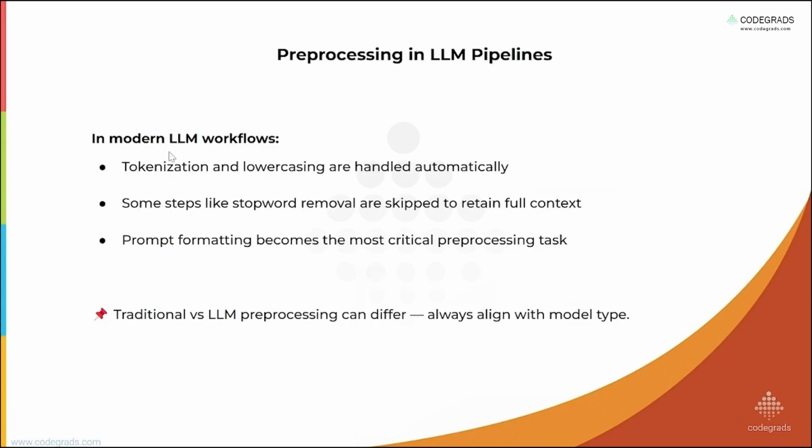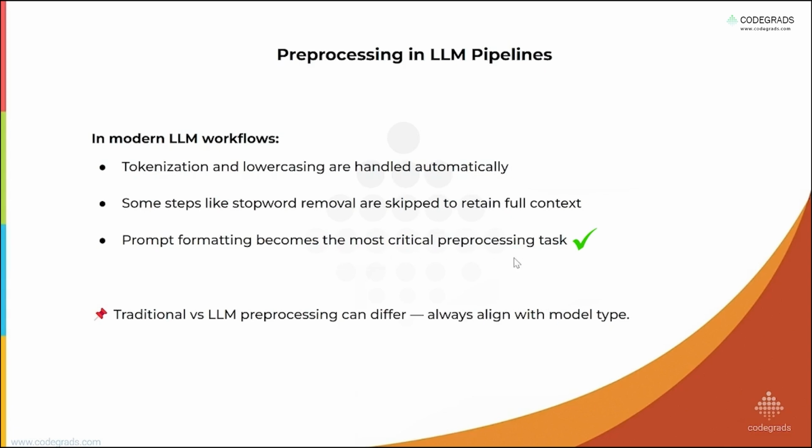Preprocessing in the LLM pipeline. In modern LLM workflows, tokenization and lowercasing are handled automatically. So generally when we feed the data to the LLM, we don't need to do tokenization and lowercasing, and that is totally handled by the LLM. Some steps like stopword removal are not applied, to retain full context. Stopwords are also not removed by the LLM to understand the full context. Prompt formatting becomes the most critical preprocessing task.